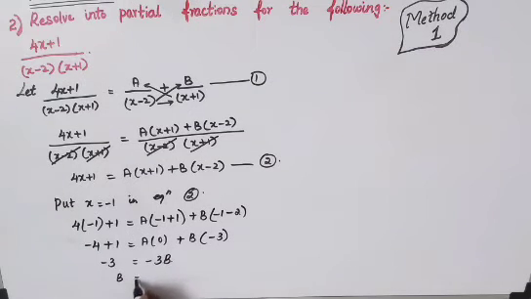So minus 3 is equal to minus 3b. Take this minus 3 towards your left hand side, it will come to the denominator as minus 3 itself. So minus and minus will go, 3 and 3 will go. So this answer is b is equal to 1.